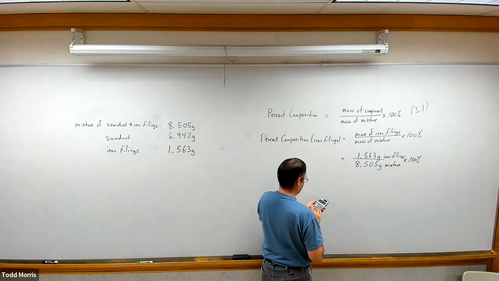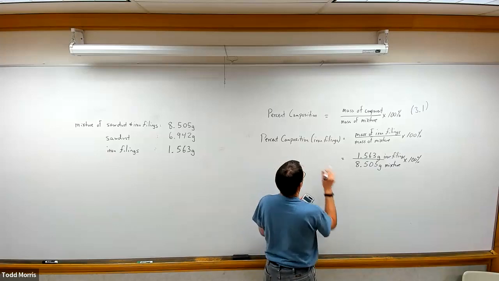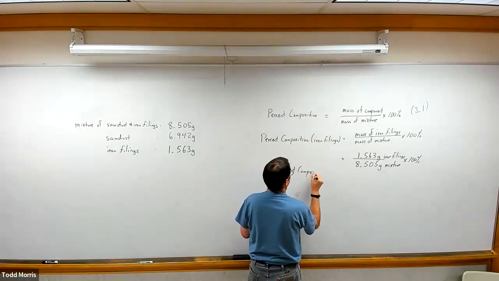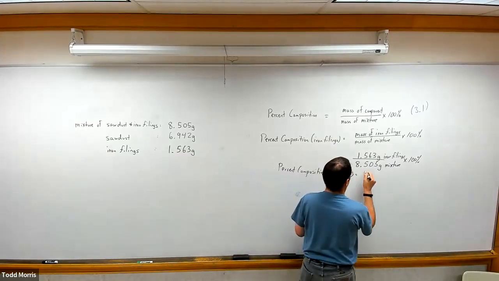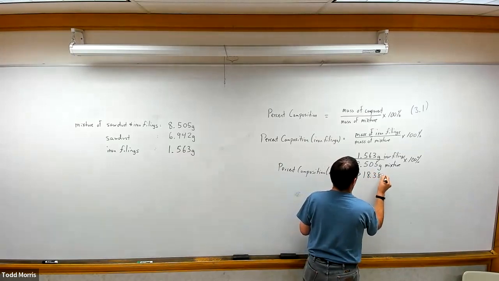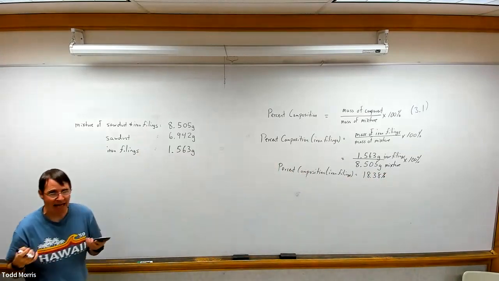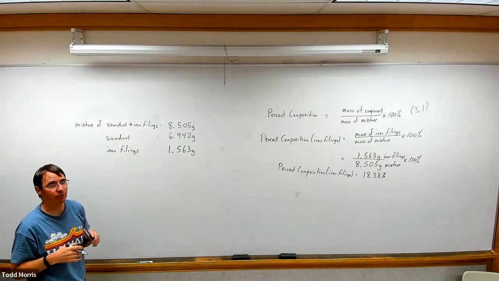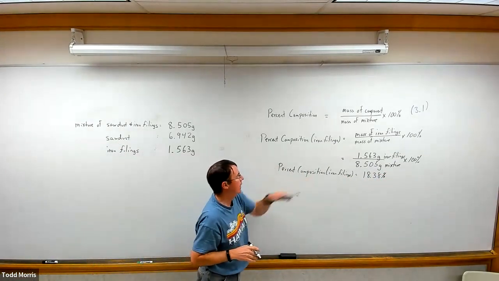And when we do the calculation, we get a percent composition with respect to iron filings of about 18.38%. So what we found experimentally is that in the original mixture, by mass, about 18.38% of it is due to the iron filings that were originally present in the mixture. So that's percent composition with respect to iron filings.